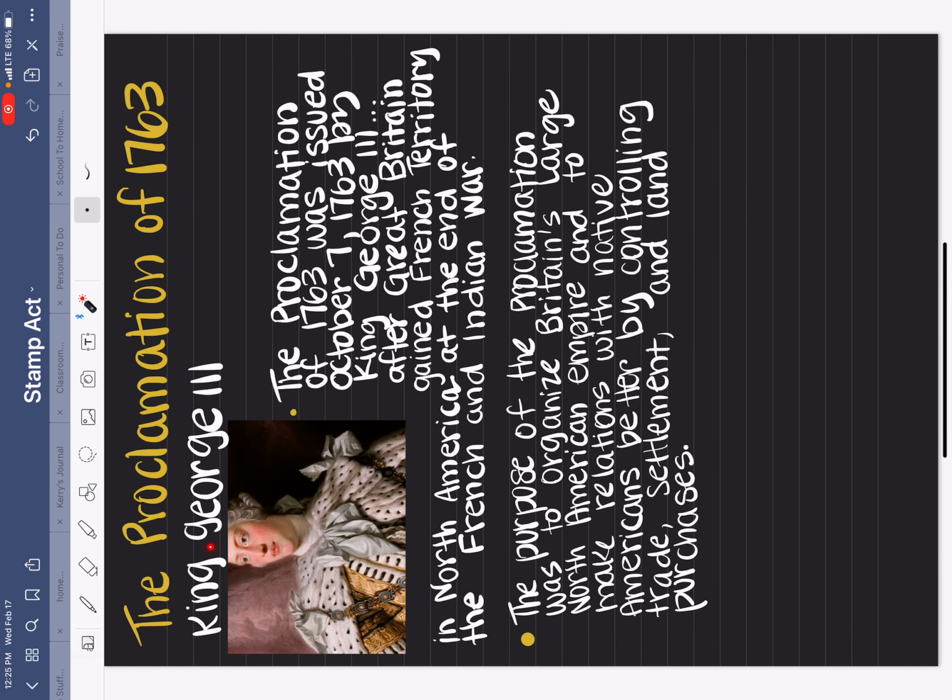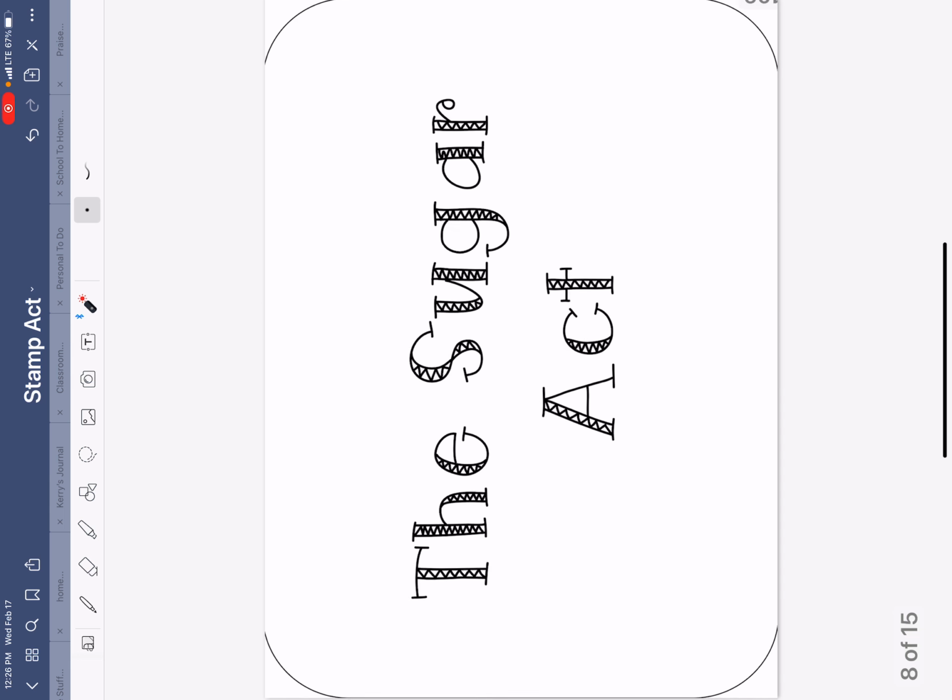Moving on to the Proclamation of 1763, review. This is old King George. Remember we talked about him a few weeks back? So this is the review of the Proclamation of 1763. The Proclamation of 1763 was issued October 7th, 1763 by King George III, after Great Britain gained French territory in North America at the end of the French and Indian War. The purpose of the proclamation was to organize Britain's large North American empire and to make relations with Native Americans better by controlling trade, settlement, and land purchases.